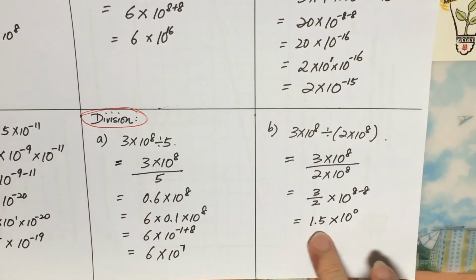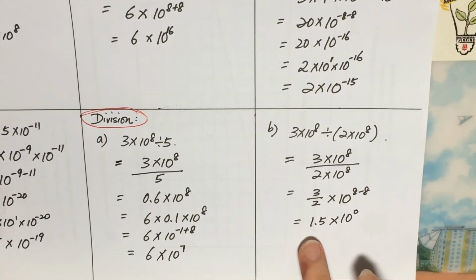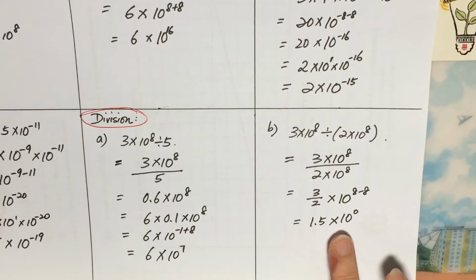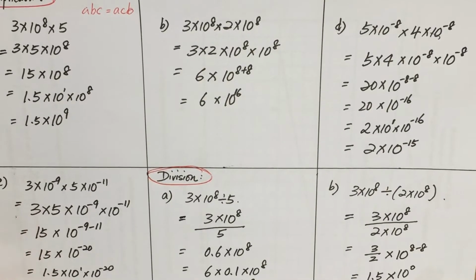This is standard form. You must write this one. If you don't write this, it's not standard form. You have to write it as A times 10 to the power of n. So these are all the 6 questions.